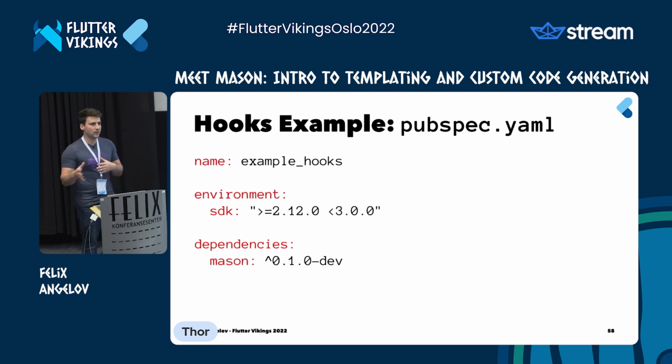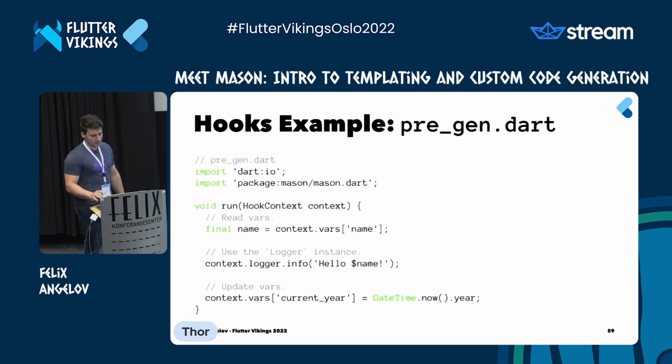So if you have common logic that all of your hooks rely on, you can have that as a dependency in your hooks. And really the key thing to note is a hook is just one function called run that takes a HookContext, and HookContext comes from package:mason. Using that context, you can read variables. In this case, we're reading the value of name. It's just a map of key values.